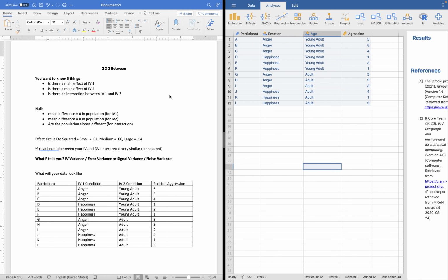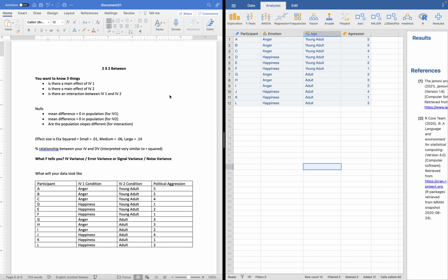Also, however, I do want to point out that with this test as well, for the main effects, you get to use Cohen's d. So you can choose to use Cohen's d and a 95% confidence interval of Cohen's d. In fact, I think this is the better method. F still tells you the same thing.